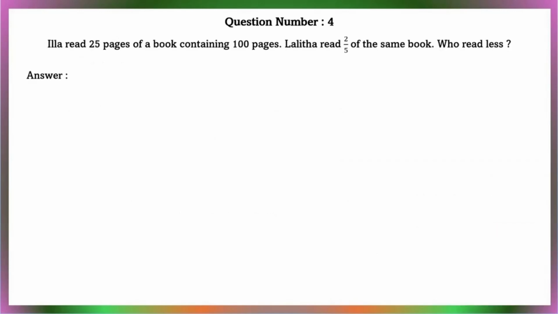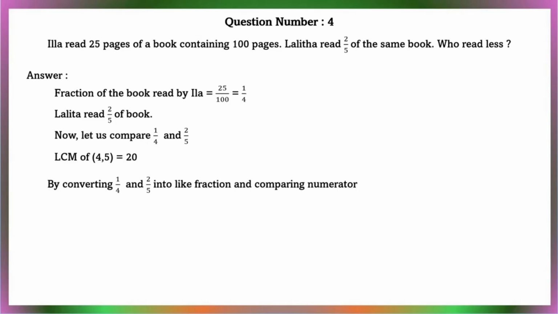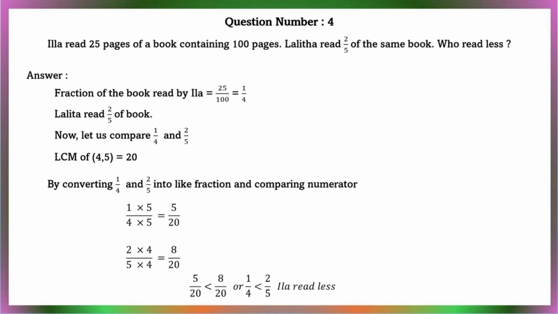Question 4. Ilya reads 25 pages of a book containing 100 pages. Lalita reads 2 by 5 of the same book. Who reads less? Fraction of the book read by Ilya is equal to 25 by 100, that is 1 by 4. Lalita read 2 by 5 of the book. Now let's compare 1 by 4 and 2 by 5. LCM is 20. By converting 1 by 4 and 2 by 5 into like fractions and comparing the numerators, we can see that Ilya reads less.